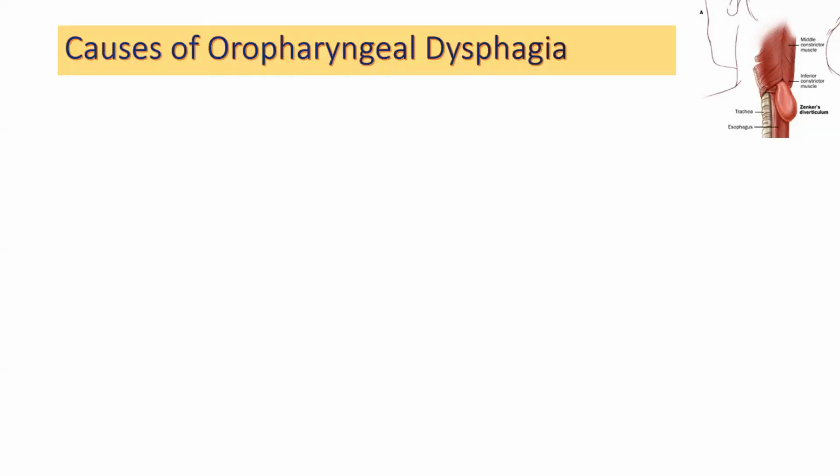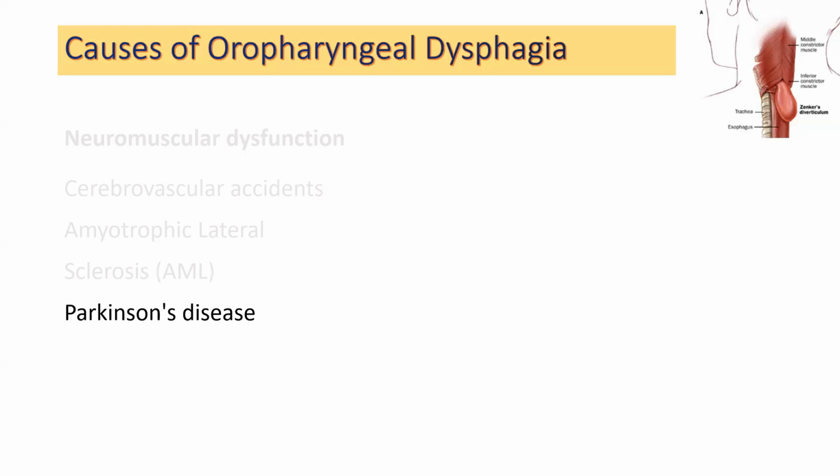In the next slide, we see the different causes of oropharyngeal dysphagia. Neuromuscular dysfunction, as I discussed earlier, is the most common cause after the Zenker diverticulum. When we do not have innervation to the upper esophagus, we cannot swallow any food. Some cerebrovascular accidents, like a past CVA, subarachnoid hemorrhage, or subdural hematoma, may cause difficulty in swallowing, because there may be some muscular or nerve problem. Amyotrophic lateral sclerosis may cause impaired innervation that may cause dysphagia. Parkinson's disease also causes impaired innervation of the oropharynx, so there is less swallowing.